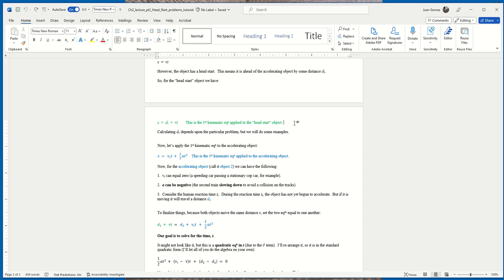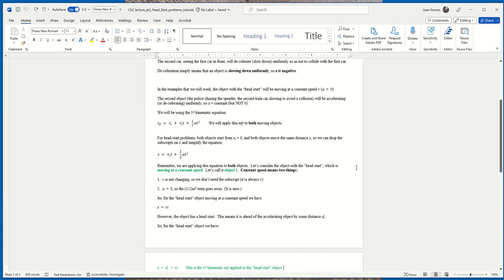You pass a police car, he or she, whether it's a female or male patrol person, it takes them a second or two before they hit the gas and accelerate. That's called the reaction time. During that reaction time, you move a distance d1. You have that head start. How to calculate d1 depends upon the problem, but we'll do some examples.